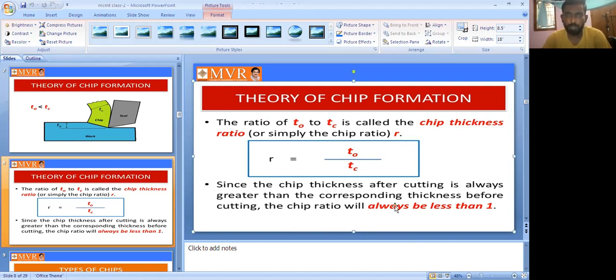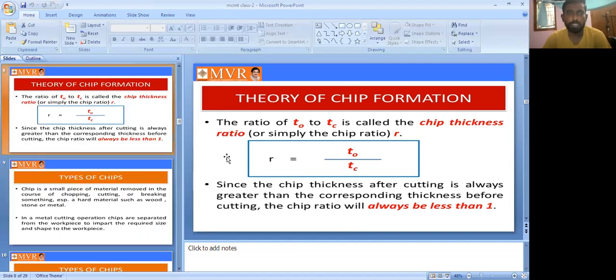So the ratio of t naught and Tc is called the chip thickness ratio. Mathematically, we can write r equals t naught by Tc. Since the chip thickness after cutting is always greater than the thickness before cutting, the chip ratio will always be less than 1. This we call the chip thickness ratio.